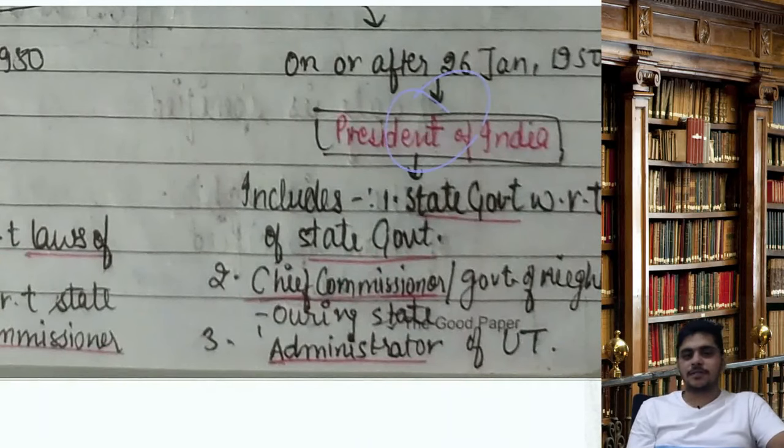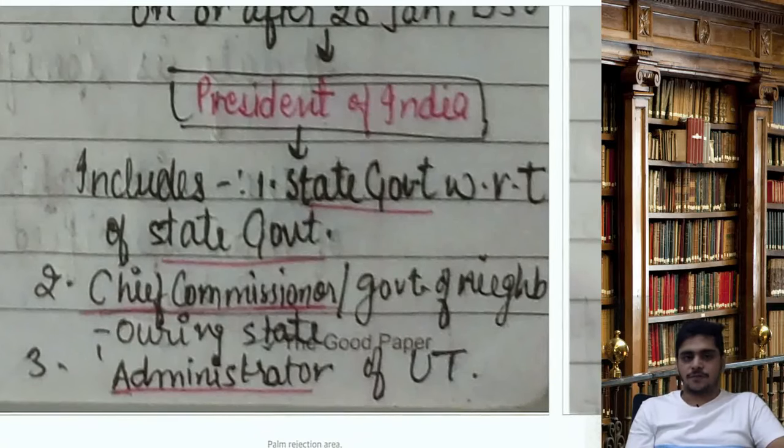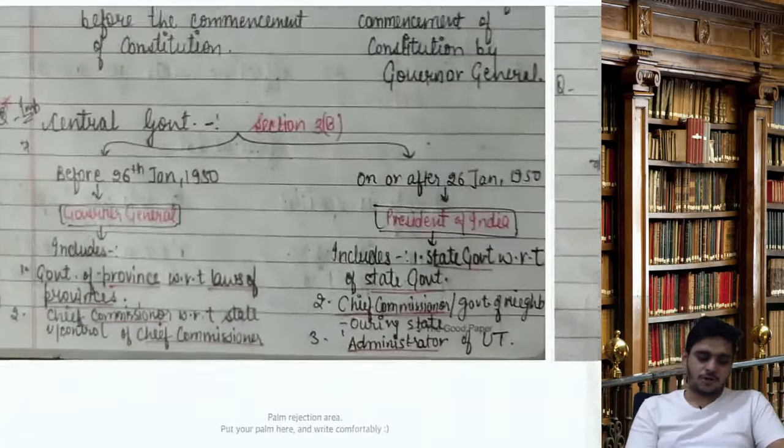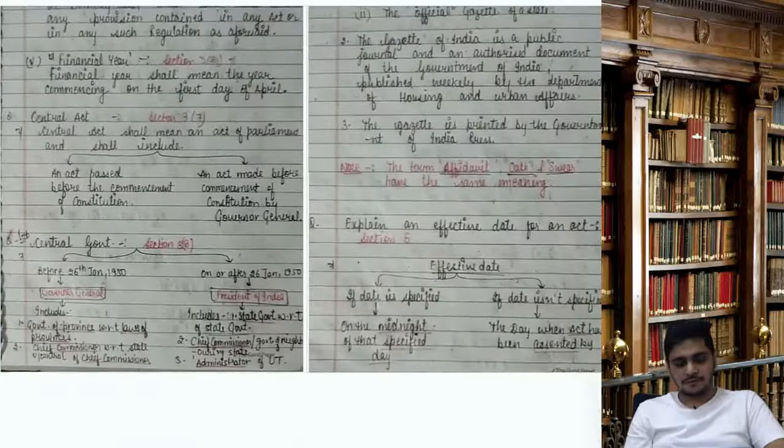Now, for an act which is formed on or after 26 January 1950, who will give the approval? The President of India. And it will include the state government with respect to states, the Chief Commissioner or the government of the neighboring state, and the administrator of the UT. This is the current position, and they have asked this in the exam. Explain central government.